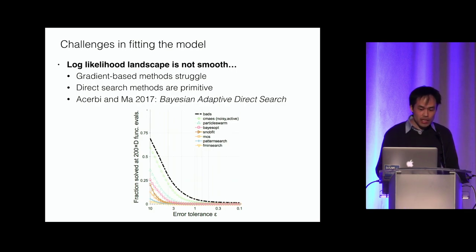Now, the second challenge is that the log likelihood landscape is not smooth. It's simulation-based, so there's always going to be a lot of noise on your landscape. So gradient-based methods really struggle. Direct search methods, such as pattern search, are very primitive. So Luigi also developed a method for solving that problem where he takes the best of the direct search methods but makes it more Bayesian, and that turns out to outperform lots of established methods in lots of complicated optimization tasks. Luigi, I think, is also starting to be on the job market, so if you want to offer him a job, please go ahead.